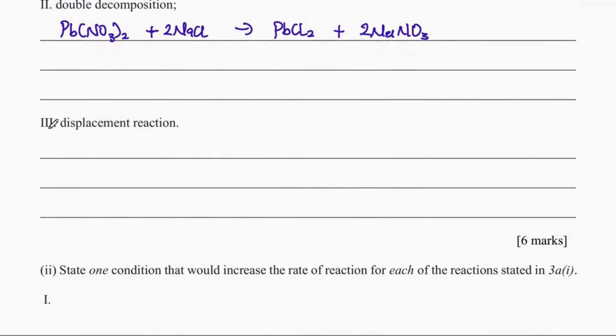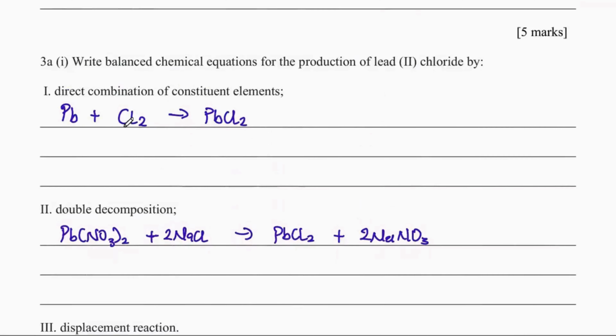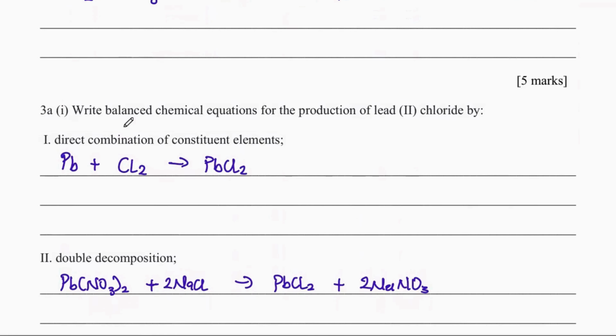So the next one is displacement reaction. By displacement reaction, take notes and remember that we are dealing with production of lead 2 chloride.